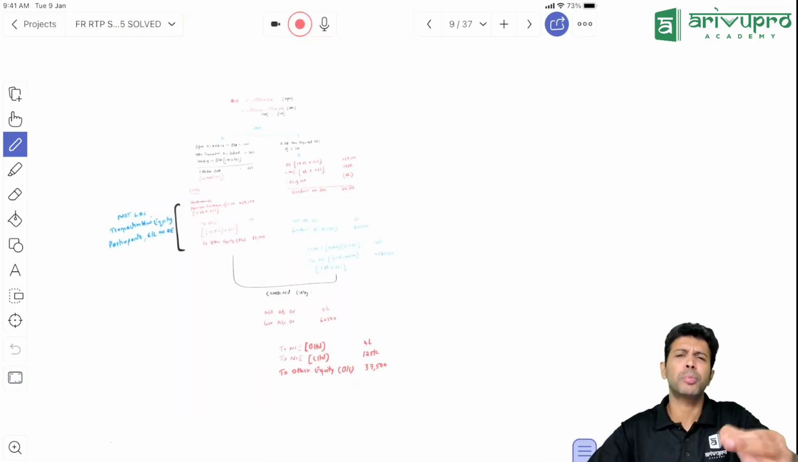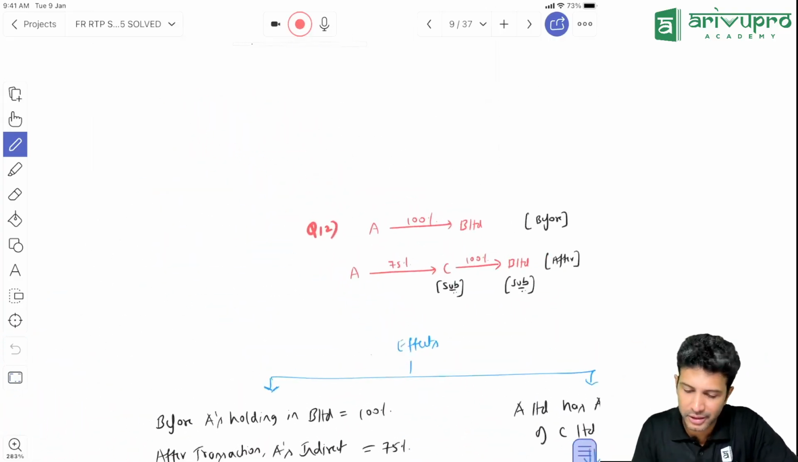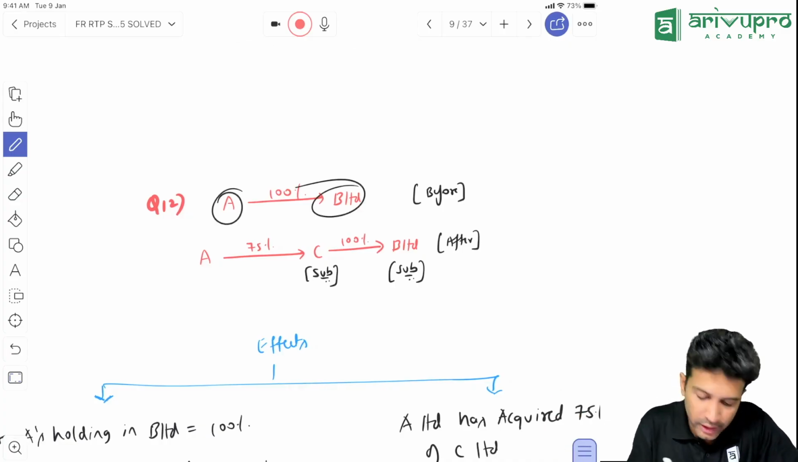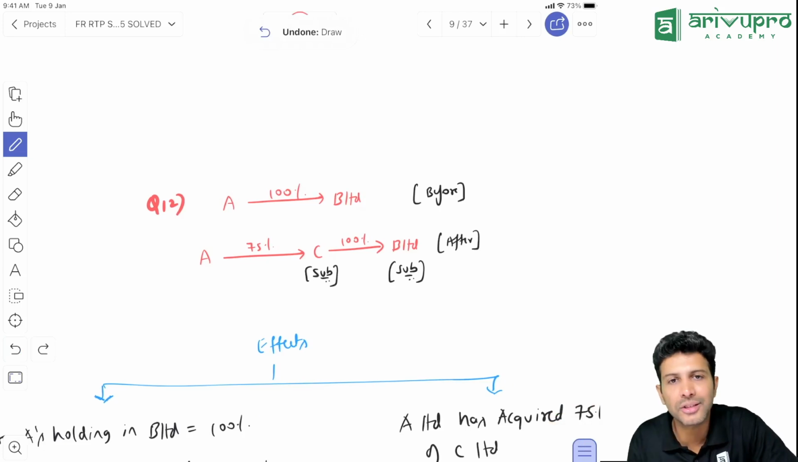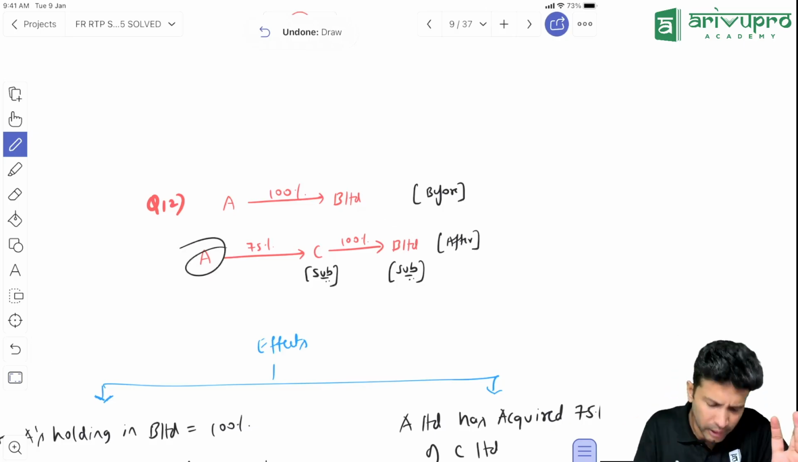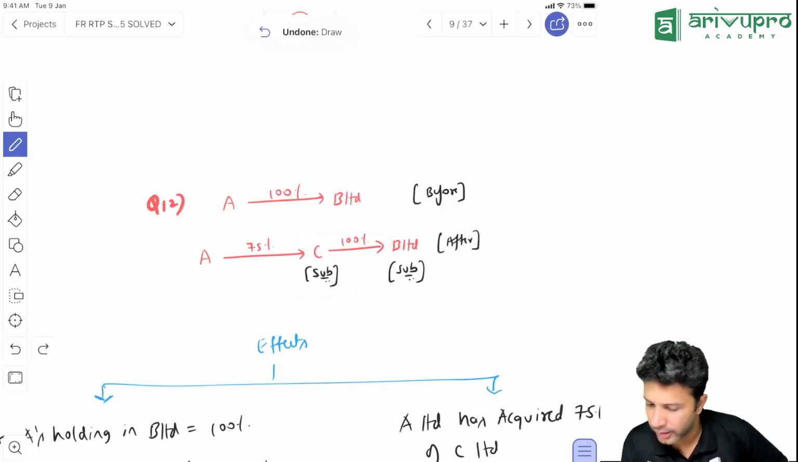Now, how to proceed? First, as I told, just make the shareholding percentage. Before, how was the structure looking? A was holding 100% in B. Now, what is the structure? A has 75% in C. C has 100% in B, right? But still, ultimate parent is A only. Now, A has 2 subsidiaries. That's all.